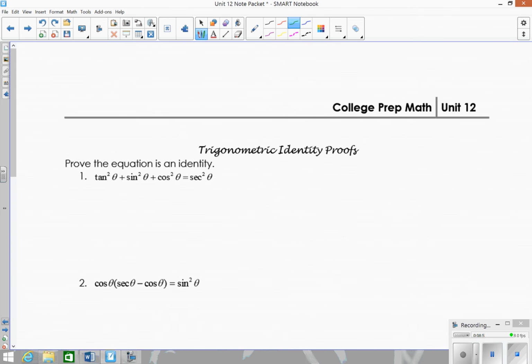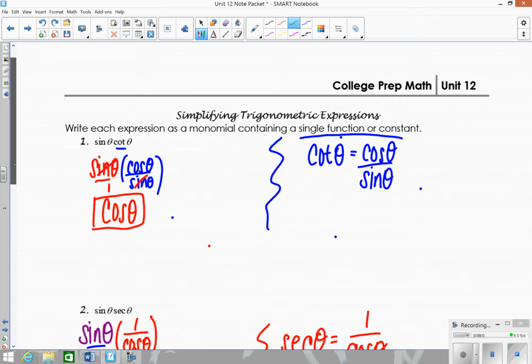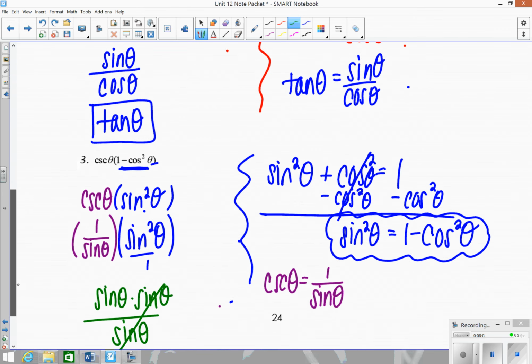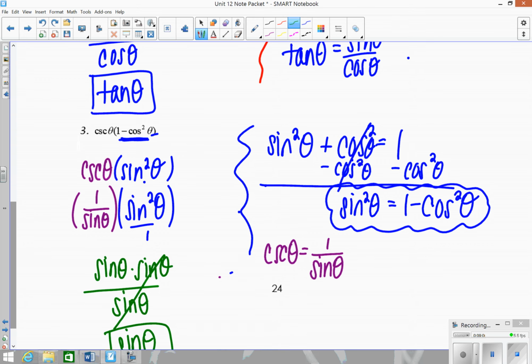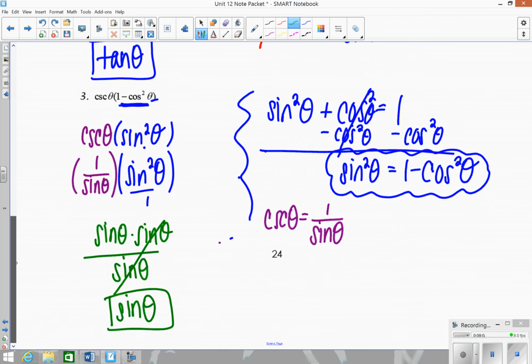So really just knowing these identities will help you figure out how to go about this whole solving process. Just keep that in mind when you're doing these: you really want to look at what do you have and what can you replace it with, and that'll help you get down to a single trig function.